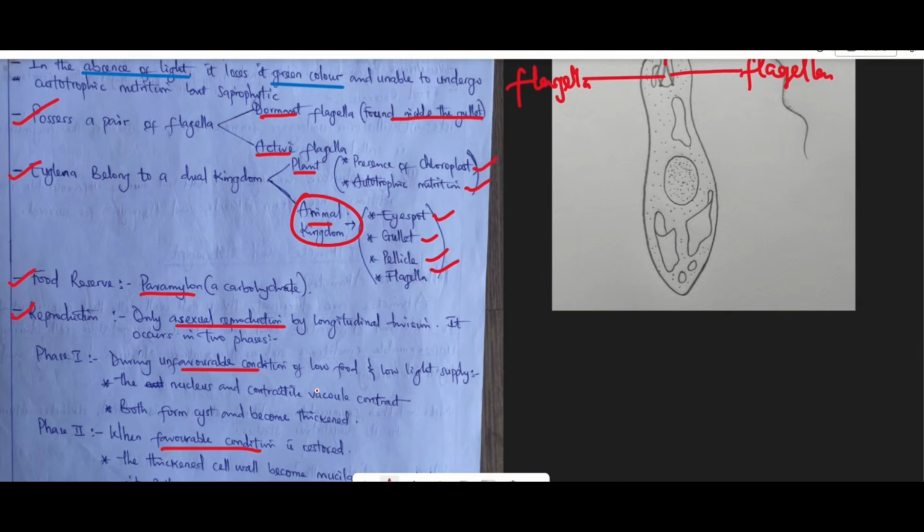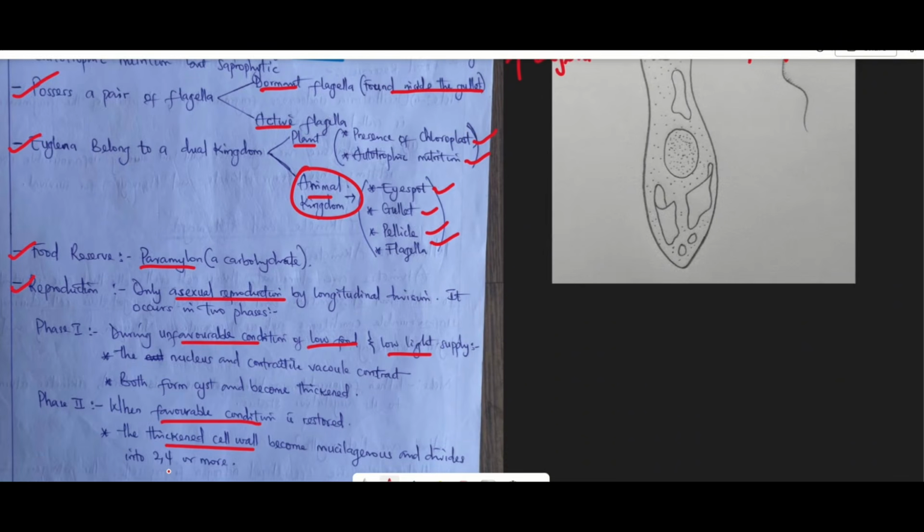Now, for the first phase, it undergoes that kind of reproduction in the presence of low food and low light supply. And for the second phase, that is when favorable condition is now fully restored, where the cell wall of the Euglena becomes thickened, and then the Euglena can now further divide into two or more of itself. That makes sense. So the next class is Bacillariophyceae.